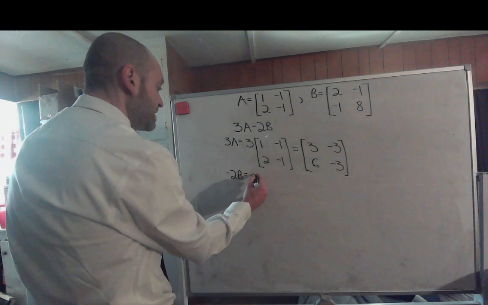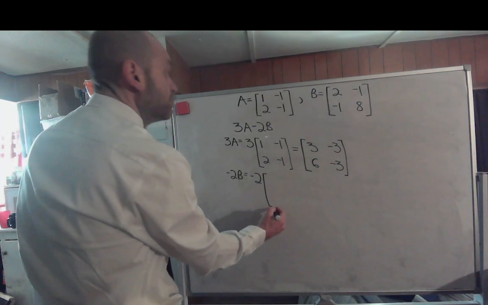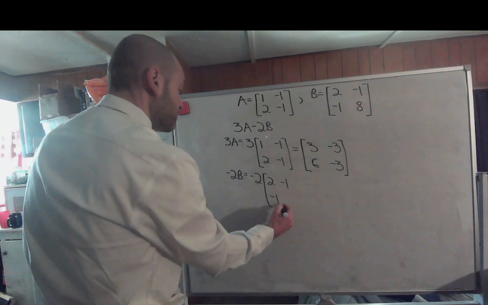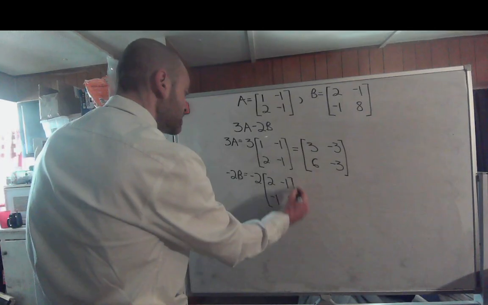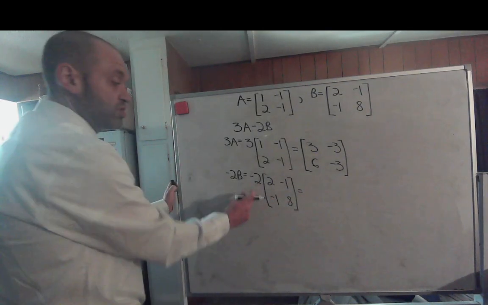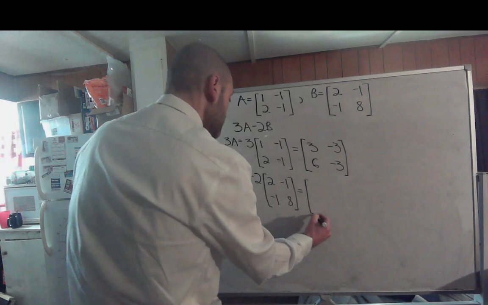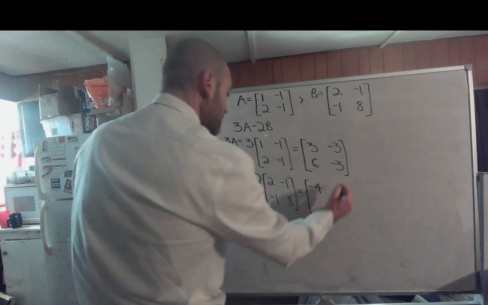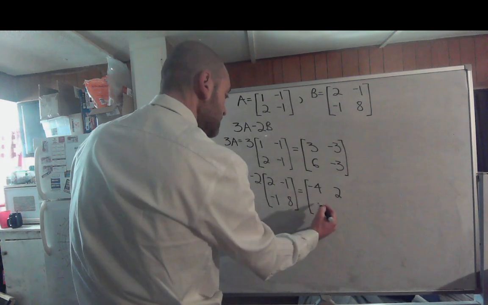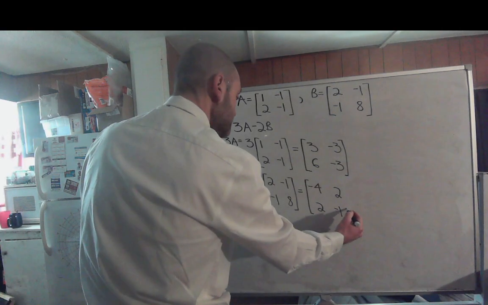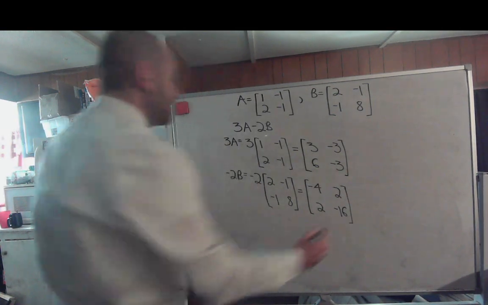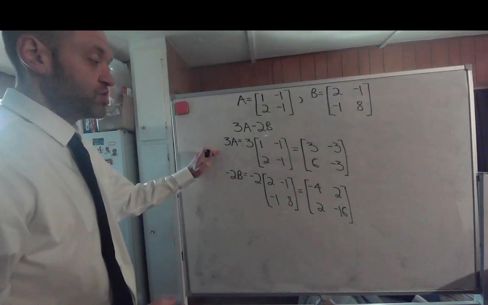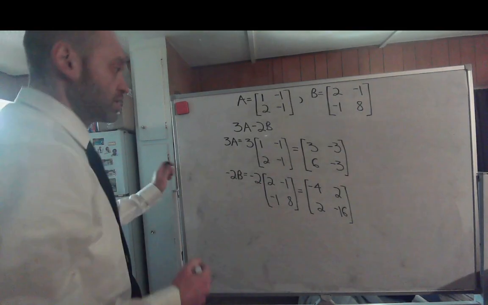Well, that'll be -2 times my B matrix, which is 2, -1, -1, 8. I'll just distribute that -2. That's going to end up giving me -4, 2, 2, -16. So I found both pieces of this matrix expression. Now I just simply need to add them together.